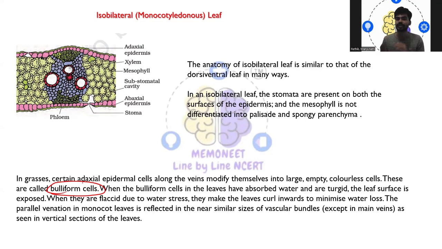The only differences that you will be seeing are its water stress ability, how it comes out of this water stress, that is one thing. And here the parenchyma has not been differentiated into palisade and spongy parenchyma, just the way we were looking in the dicot leaf. So this is a major difference between the monocot and dicot leaf.